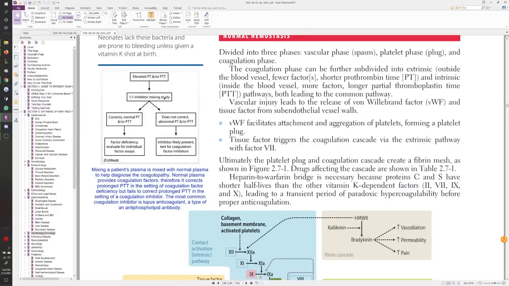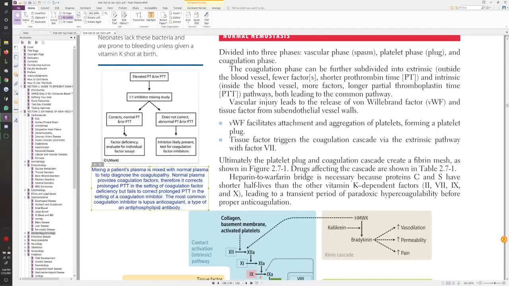So you could do a 1-to-1 inhibitor mixing study. This is something that's CK related. You're going to have this as an answer choice, picking to do the mixing study. What is the mixing study? So that's described here. In mixing, a patient's plasma is mixed with normal plasma from a normal healthy individual who has every factor to help diagnose the coagulopathy. Normal plasma provides coagulation factors. Therefore, it corrects prolonged PTT in the setting of coagulation factor deficiency, but fails to correct prolonged PTT in the setting of a coagulation inhibitor. The most common coagulation inhibitor is lupus anticoagulant, a type of an antiphospholipid antibody.